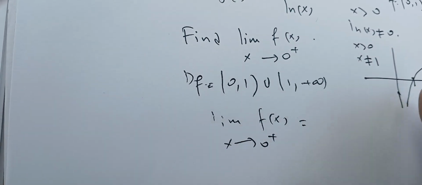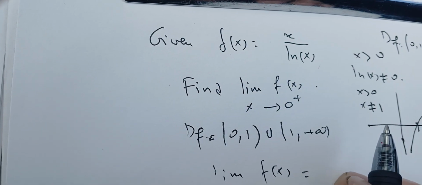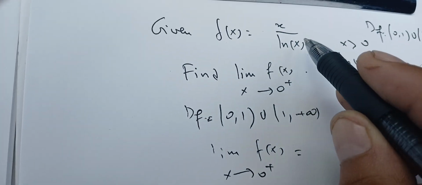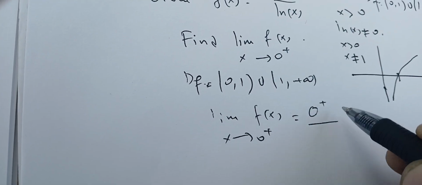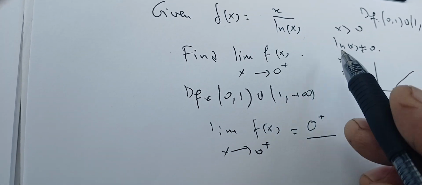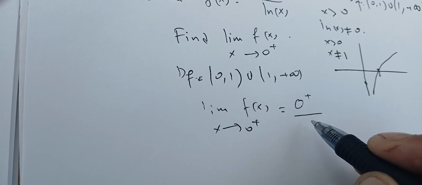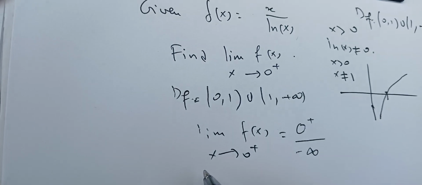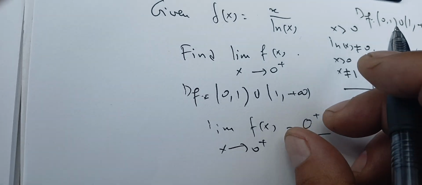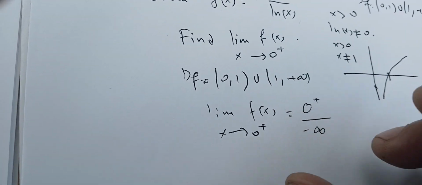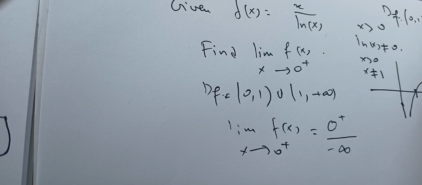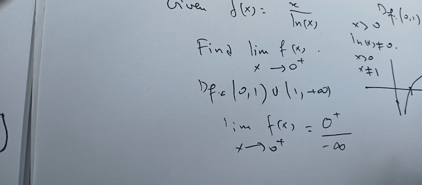The first thing we need to do is plug in the value. As x goes to 0 plus, we have 0 plus over the log; when we get to the log from the right at 0, we're going to have minus infinity. Now, can we conclude? Yes, we can. We're dividing a small number by a big negative number. What limit can we expect in this case?